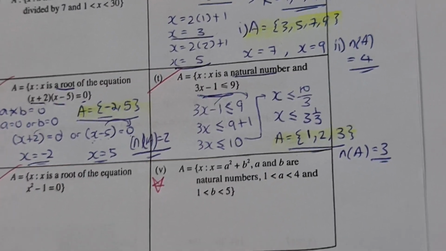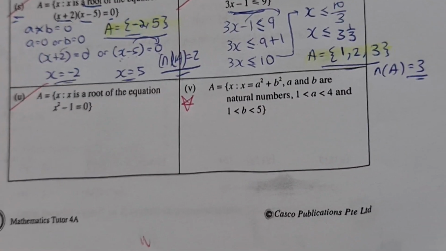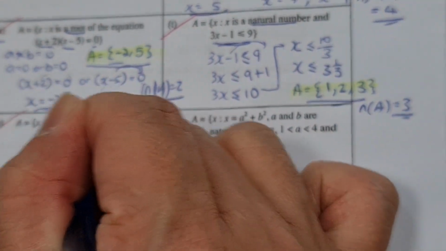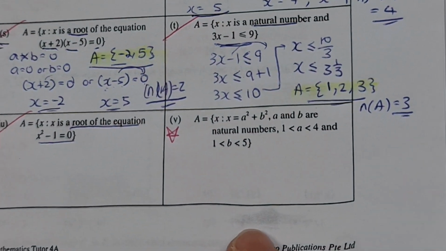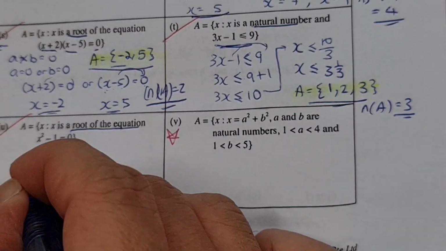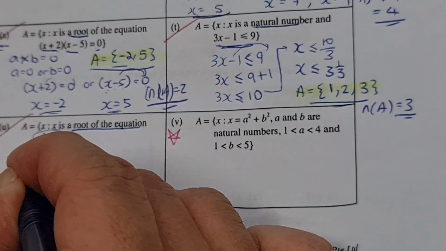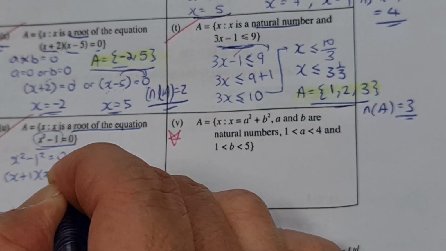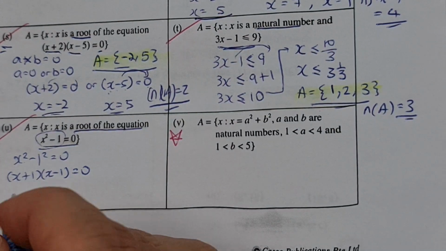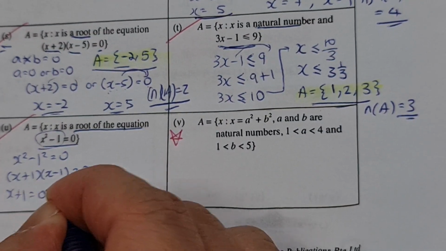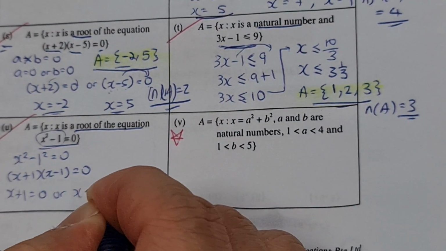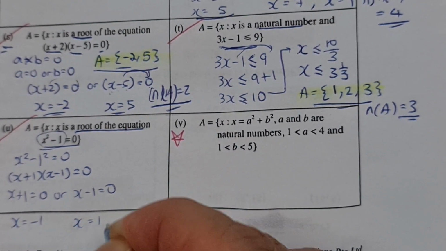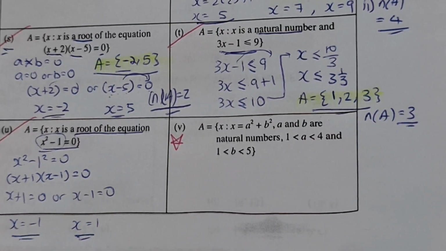Okay, last two questions over here. Once again, the task will be to find the roots of the equation, so we need to solve this. This is slightly harder. We factorize the left hand side, so x squared minus 1 squared equals 0 is (x plus 1)(x minus 1) equals 0. So therefore x plus 1 equals 0 or x minus 1 equals 0. So therefore x is minus 1 or x is 1. These two answers.